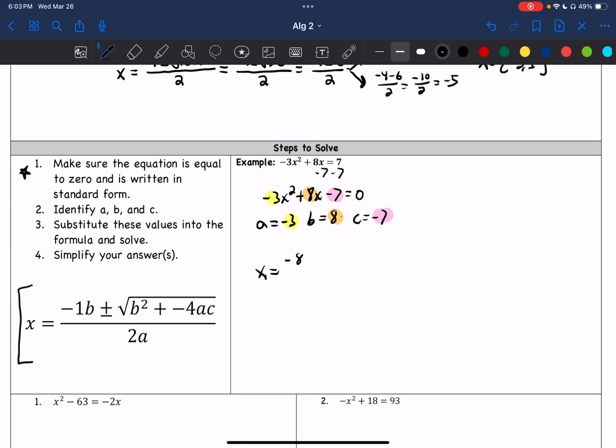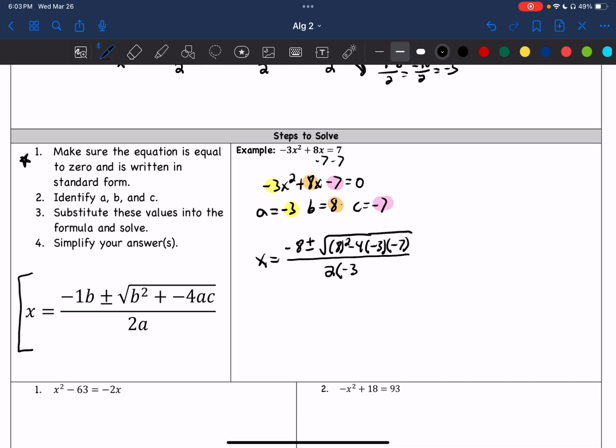So x would then be equal to negative 8 plus or minus the square root of 8 squared minus 4 times negative 3 times negative 7, all over 2 times negative 3. And this is going to become negative 8 plus or minus the square root of 64.